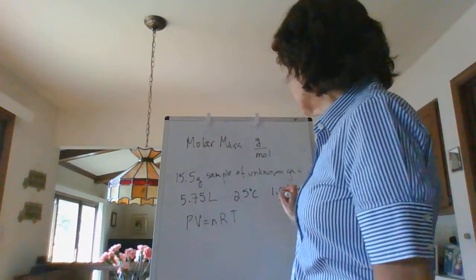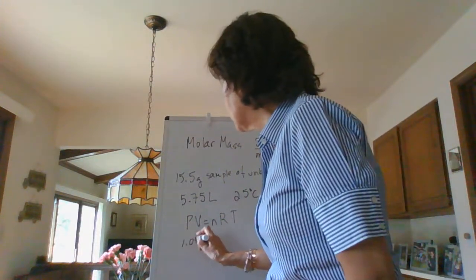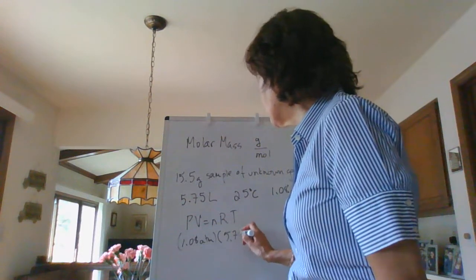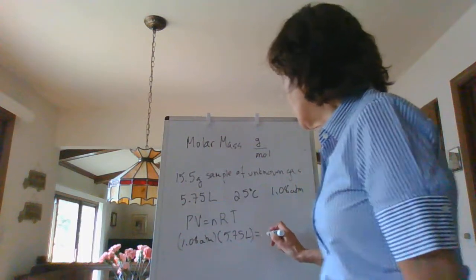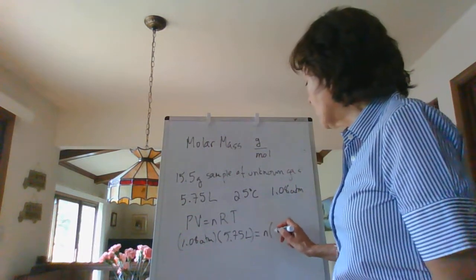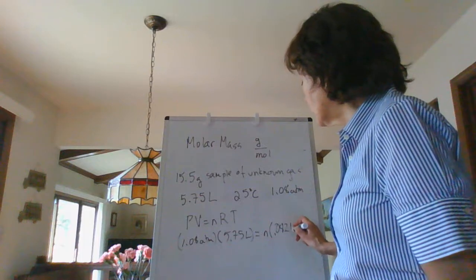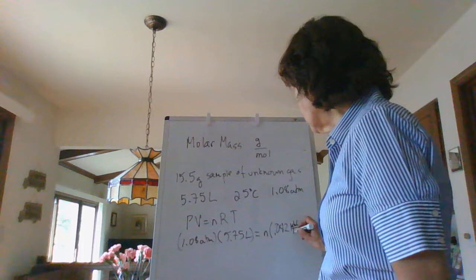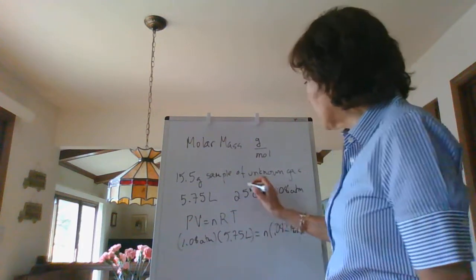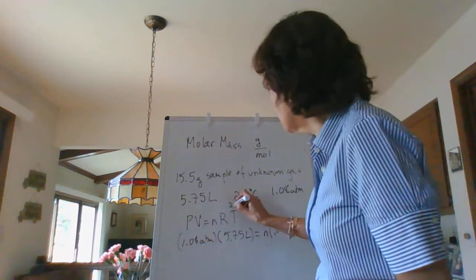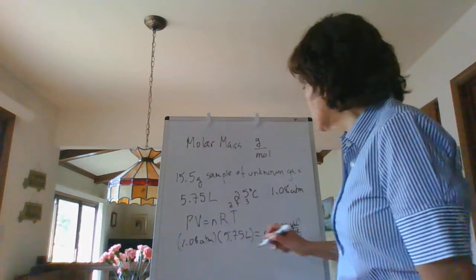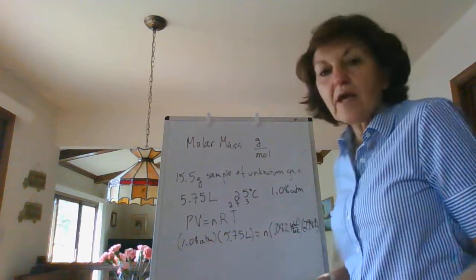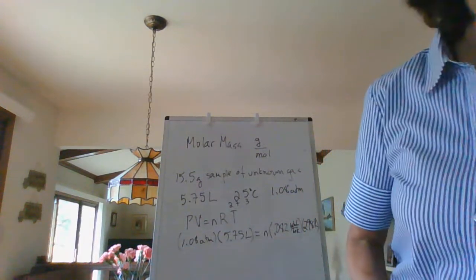So we've got our pressure, which is 1.08 atmospheres. We have our volume, which is 5.75 liters. N is our unknown. We know our R, 0.0821. Try to memorize it, guys. Atmosphere, liter over mole, Kelvin. And then we have our temperature is 25. We're going to add 273 to it. So that's 298 Kelvin. Okay, manipulate the equation and solve for N.